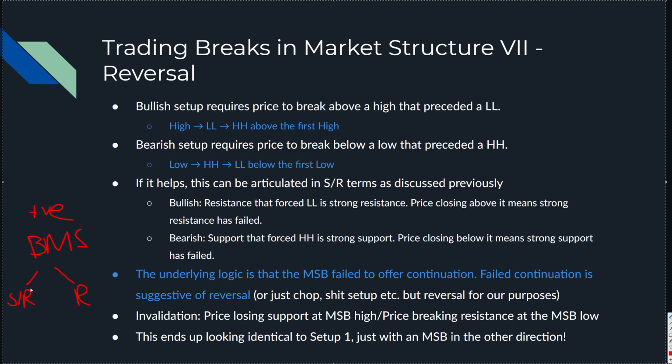This setup says it fails here, but it also fails here because it doesn't make a higher low, it makes a lower low. And so suddenly, bulls are on the wrong side of the market, and that's where we want to take the other end.